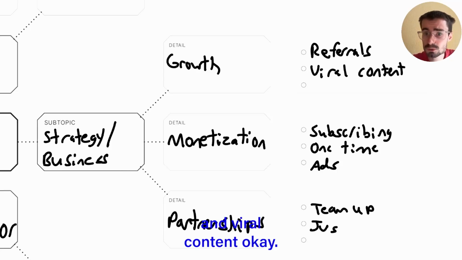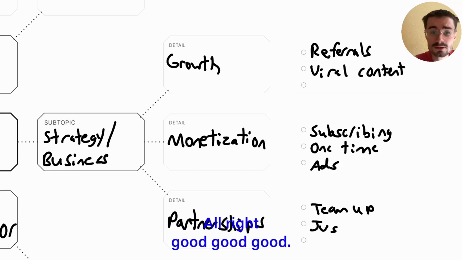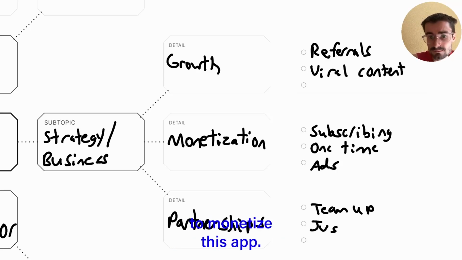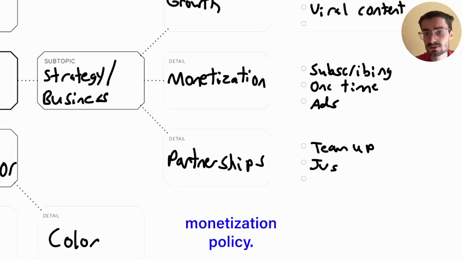Okay, pretty good. So you're going to get your first users. You're going to have them do viral content. You're going to have them posting about their experiences and just keep going. All right, good. So monetization. How are you going to monetize this app? So are they going to be subscribing for one time? Are they going to be subscribing monthly, yearly? Are you just going to have ads for the free users? What's the ideal monetization policy, right?